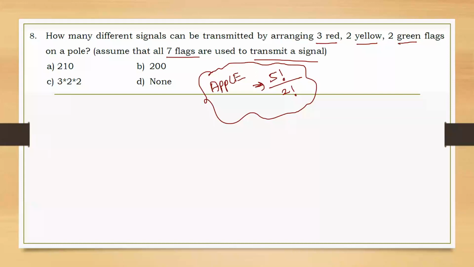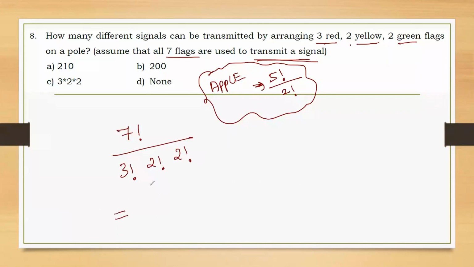Okay, by arranging 3 red, 2 yellow, 2 green. Assuming that all the 7 flags are used to transmit the signal. So all will transmit the signal, right? How many different signals? So all the flags are used. Total 7 flags, right? 3 plus 2 plus 2, 7 flags. So 7 factorial. Divide by red are similar: 3 red are similar, 2 yellow are similar, 2 green are similar. Yes, most of them got the right answer.